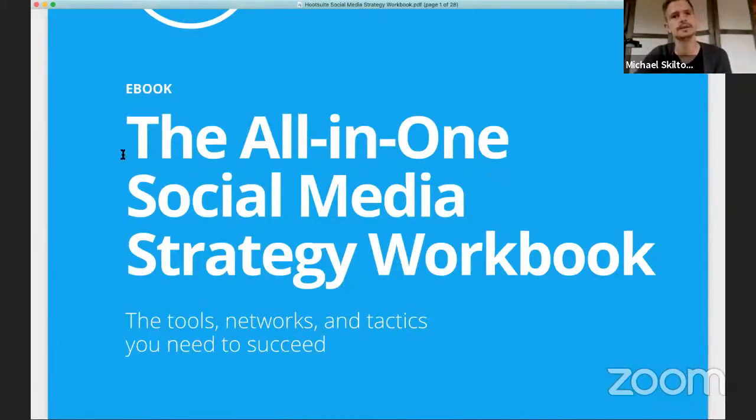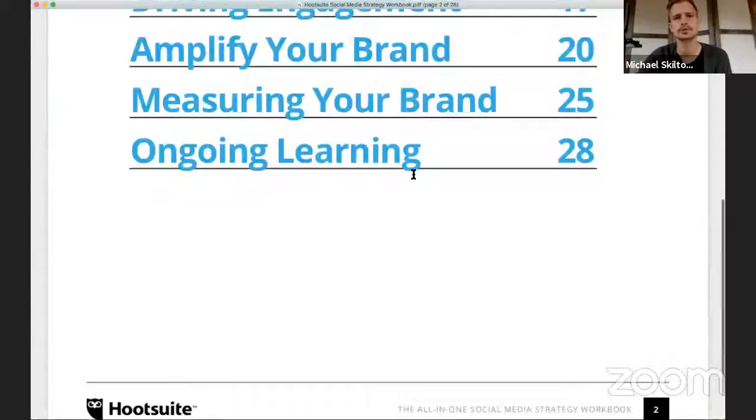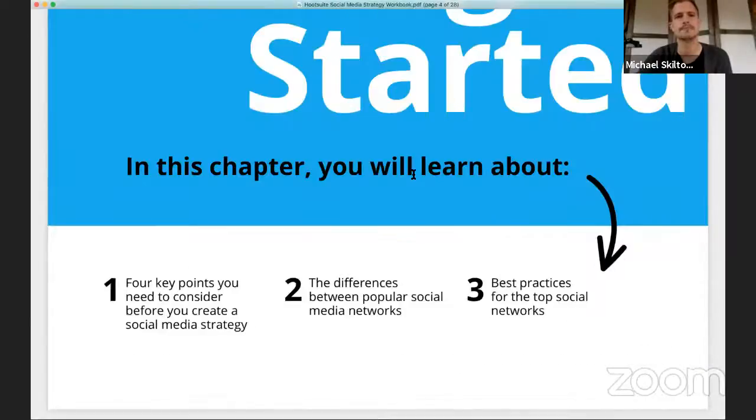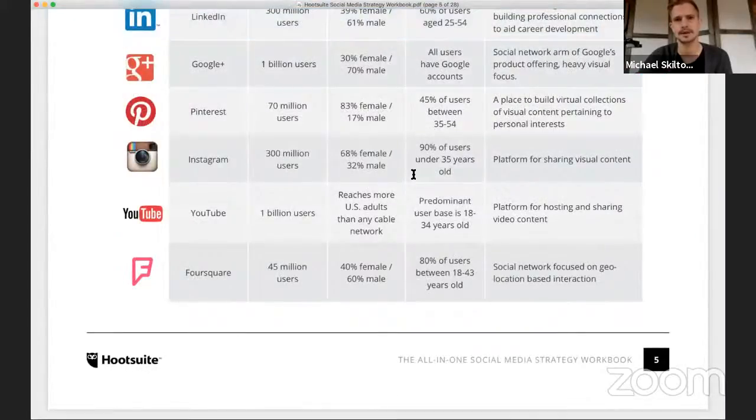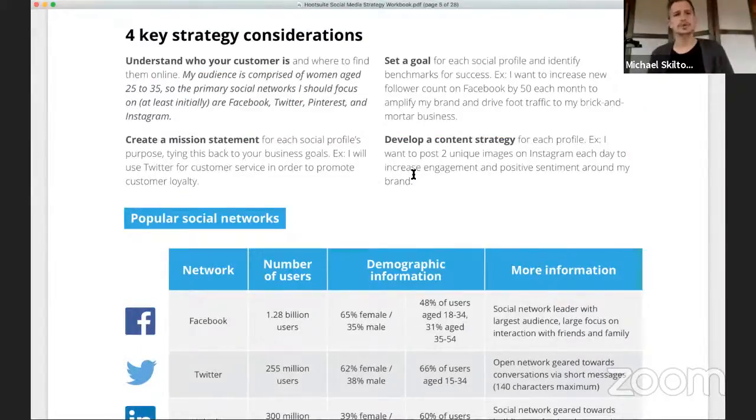What they've produced, guys, is an ebook on social media strategy, and how we can go about making sure that if we're using social media, we can maximize the amount of influence we make with it. Hootsuite says there are four key strategy considerations. We need to understand who our customer is and know where to find them online. For example, my audience is comprised of women aged 25 to 35, so the primary social networks I should focus on, at least initially, are Facebook, Twitter, Pinterest, and Instagram.